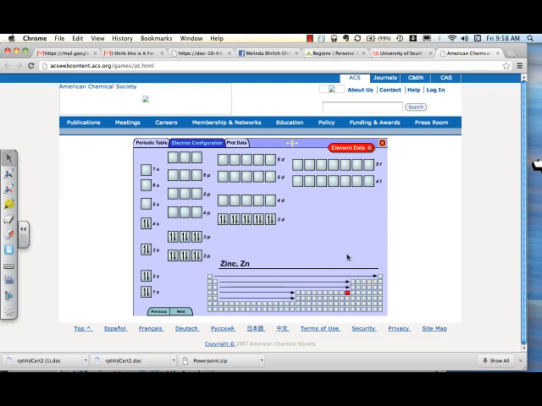Zinc has 2. The D is full, so we're not going to count it. The outermost shell is the 4th shell, so we're only counting those. All right? So 2 valence electrons. We'll do a couple of those when we go back to writing.